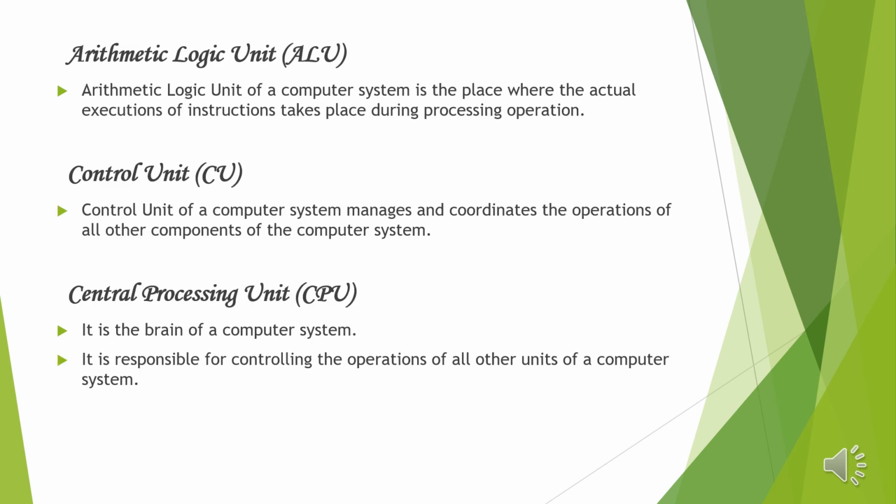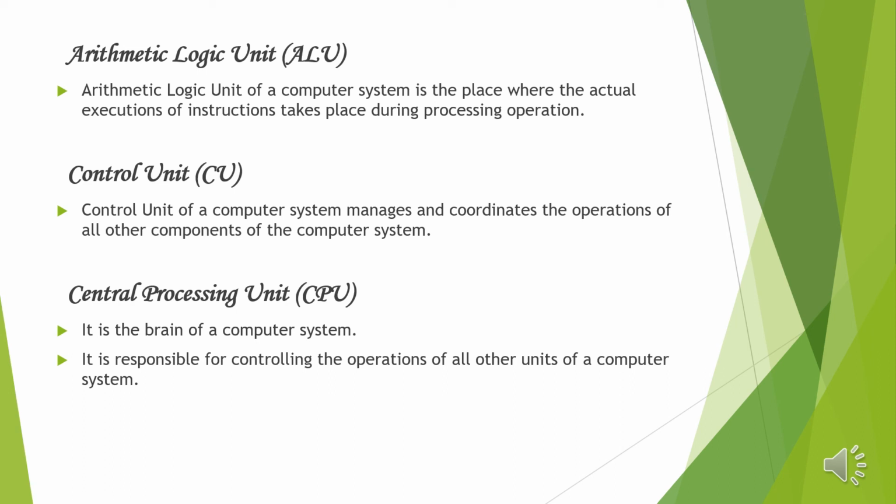Arithmetic and logical unit is a simple word, it is called ALU. The arithmetic and logical unit of a computer system is where the actual execution of instructions takes place during the processing of an operation. Operation is nothing but whatever we give as input, it does some operations behind and it is going to share that output which is accepted.